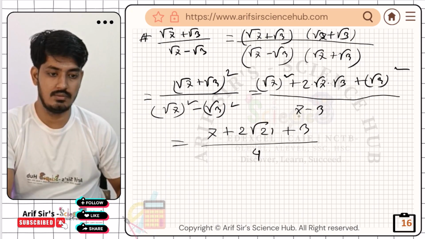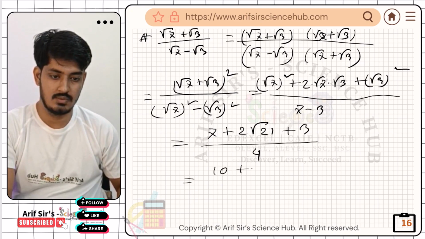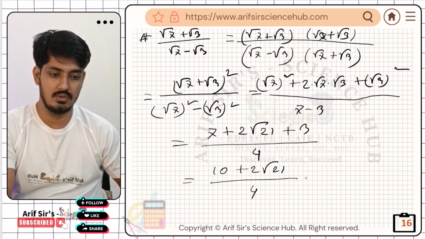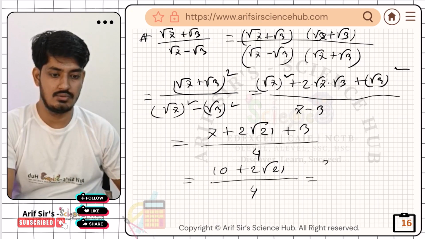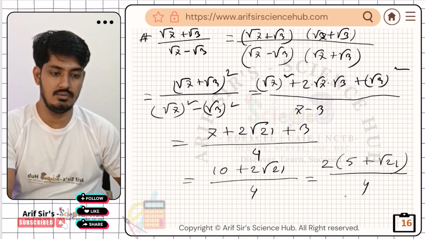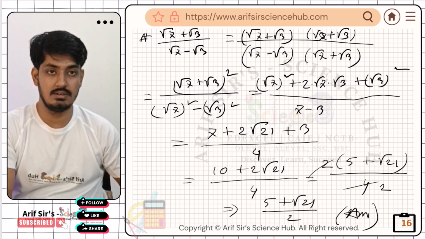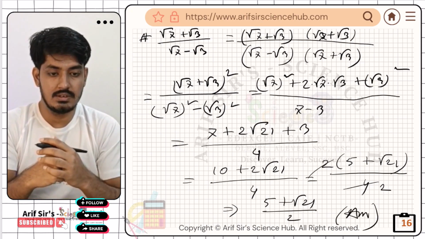Then here, if we subtract 3 from 7, it will be 4. 7 and 3, it would be 10 plus 2 root 21 divided by 4. We can just bring 2 common here, then 5 plus root 21 divided by 4. We can just divide these 2 here, and then we can write 5 plus root 21 divided by 2. So that's the answer. Okay? So I hope it's pretty clear to you.